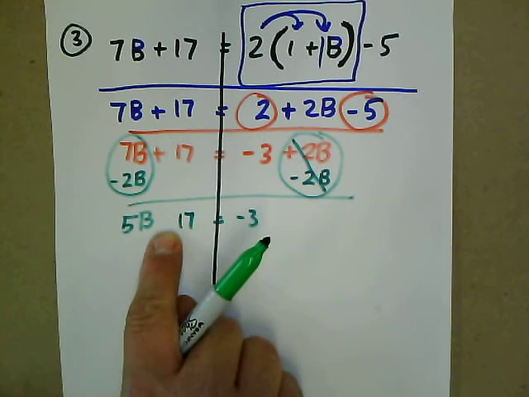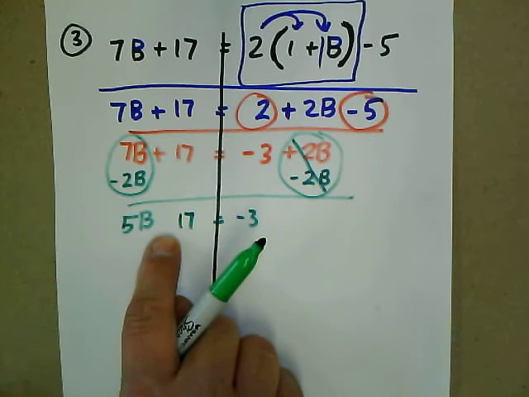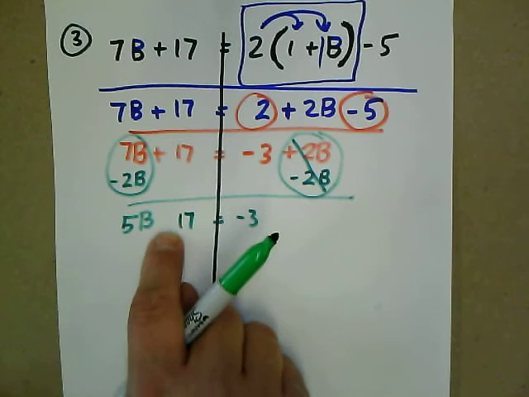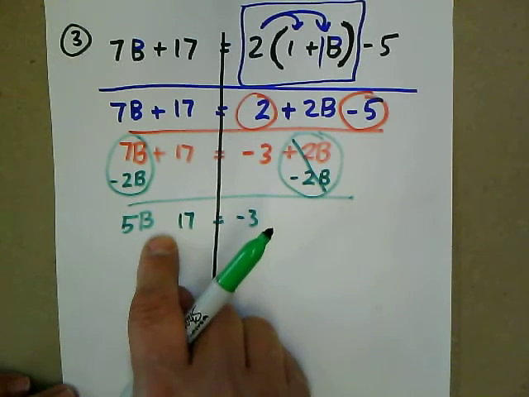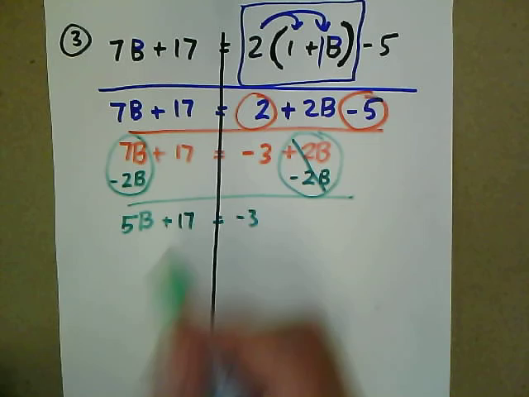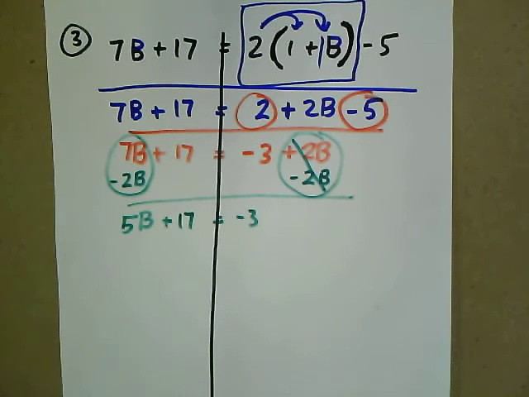What operation do I need in here? I already have 5b. What operation? Operation is plus, minus, divide, times. What do you need? Plus, because it's positive 17. All right, we got rid of the extra.